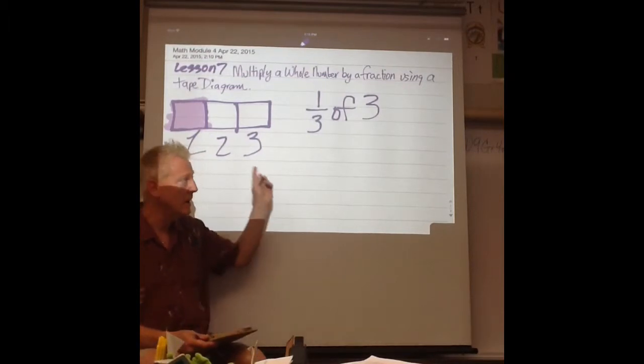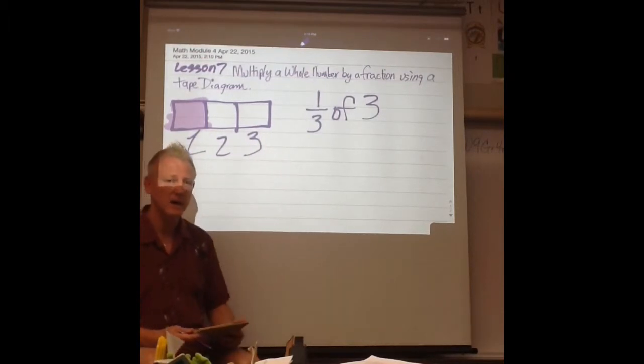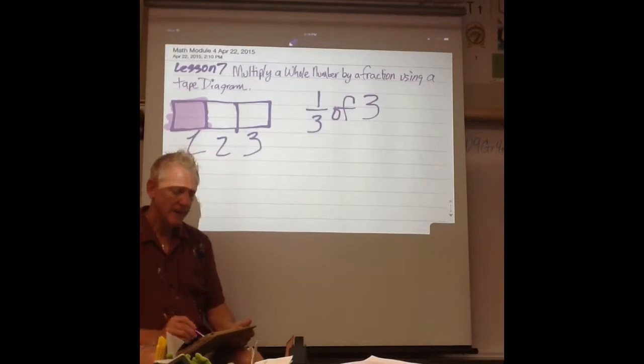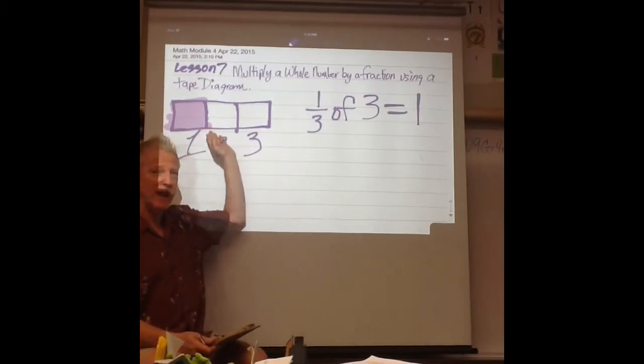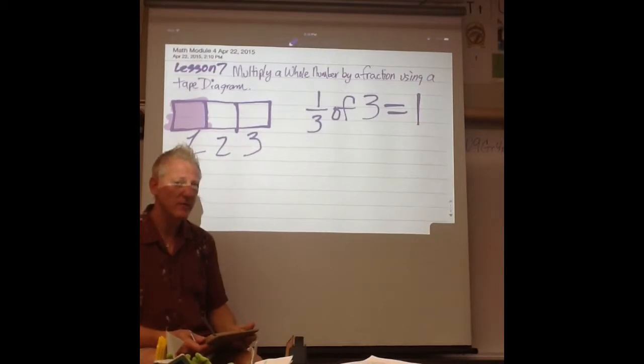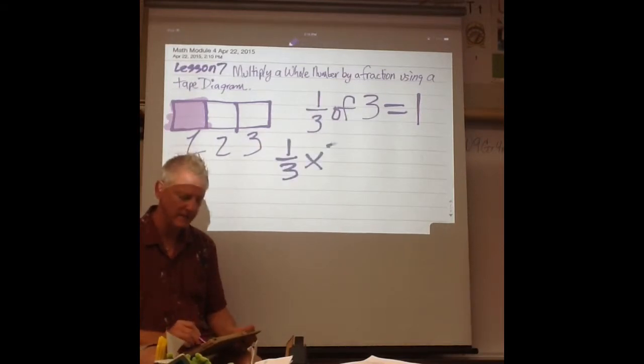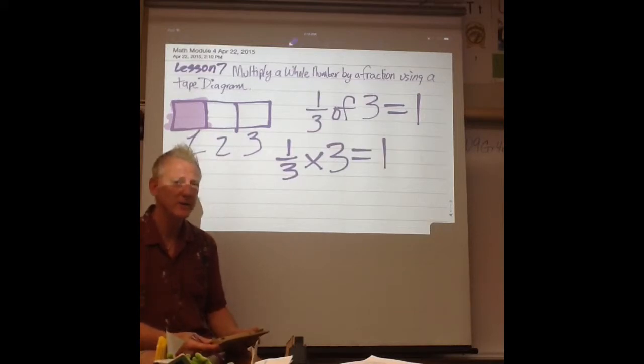Notice we have our 3 boxes on our tape diagram. I think it would be 1, because when we highlighted that, that was 1/3 of 3, right? Seems pretty easy. Now what if I said I could prove that by multiplying? 1/3 times 3 equals 1. I'll show you how to do that problem right now.